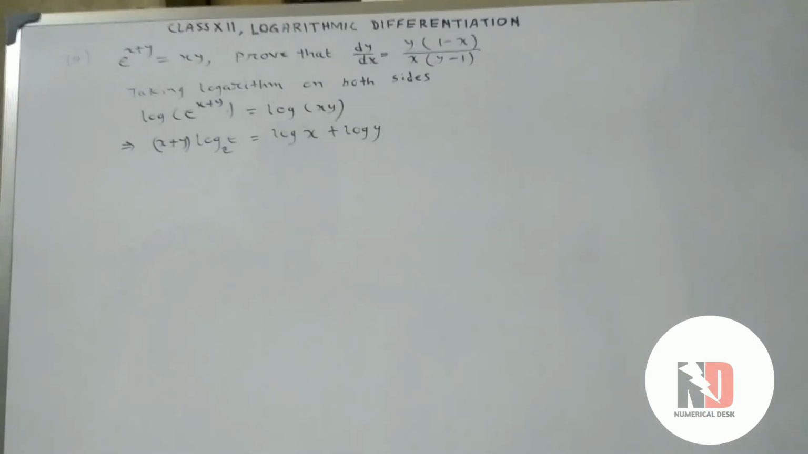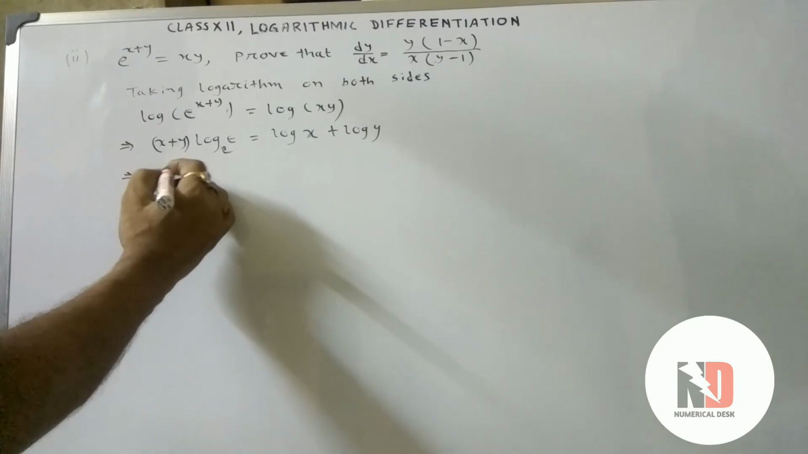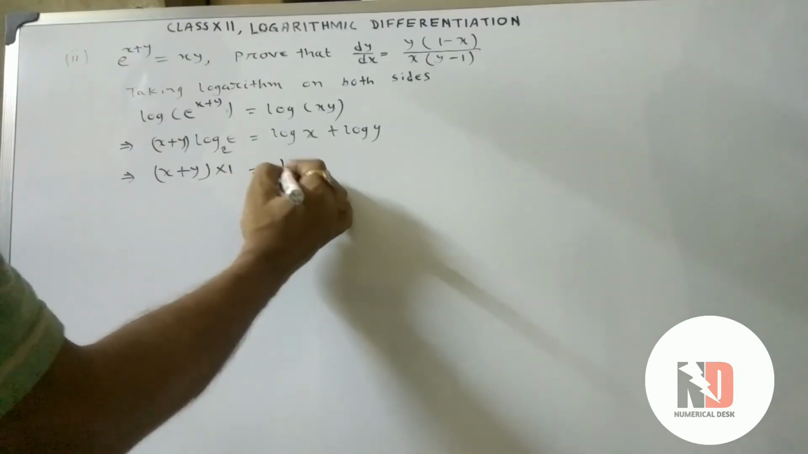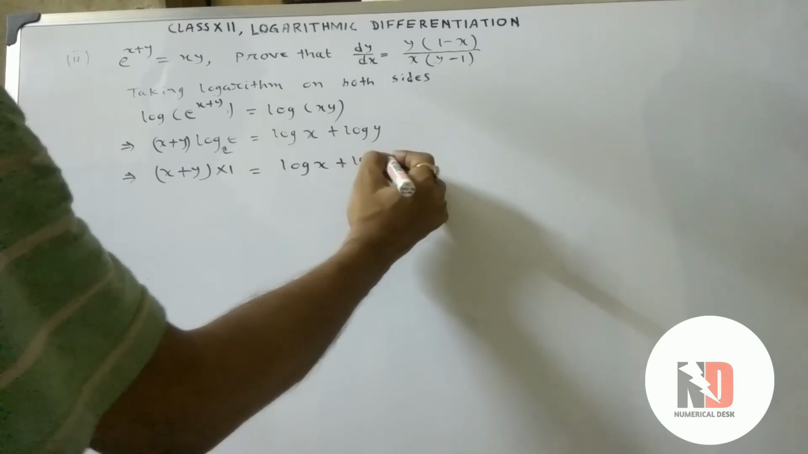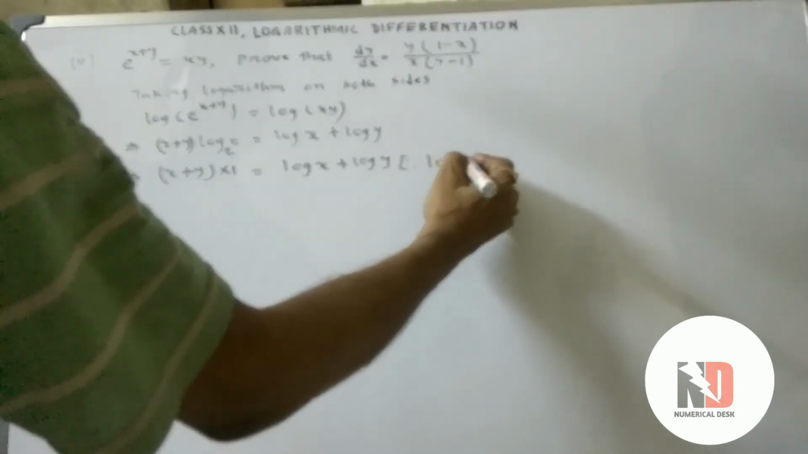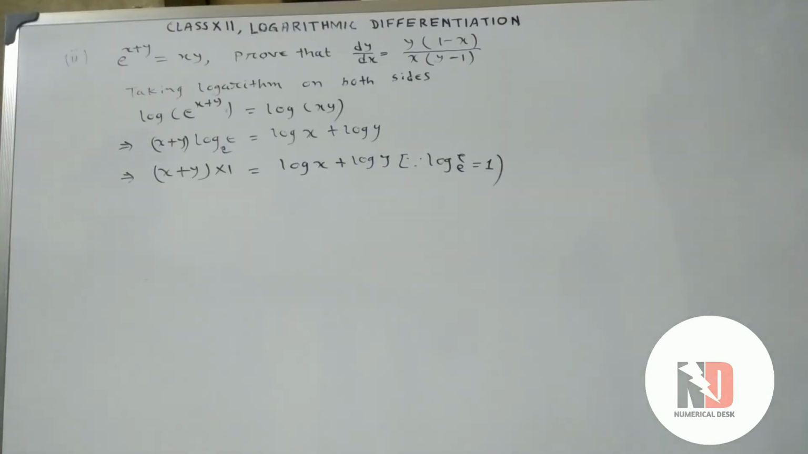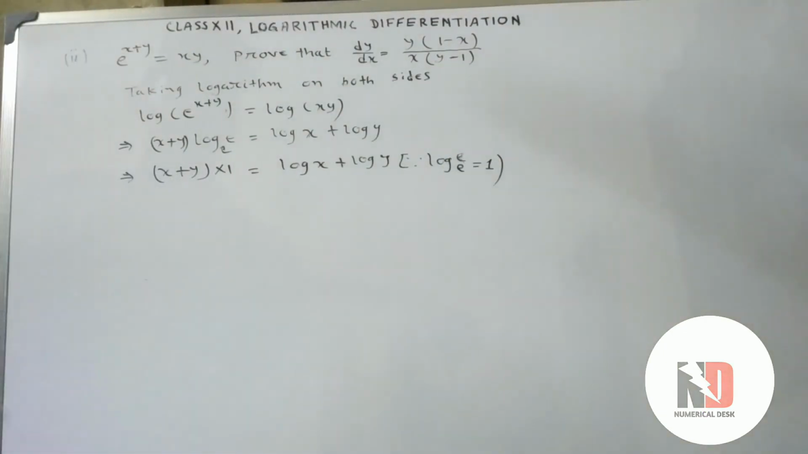So coming to the sum, x plus y times log e to the base e, because in calculus the base is always e. Always remember this: in calculus the base of log is always e. So log x plus log y, by the product rule on the right hand side. Log e to the base e equals 1. Always keep this in mind, it is not difficult, but it is very useful for doing this sum.